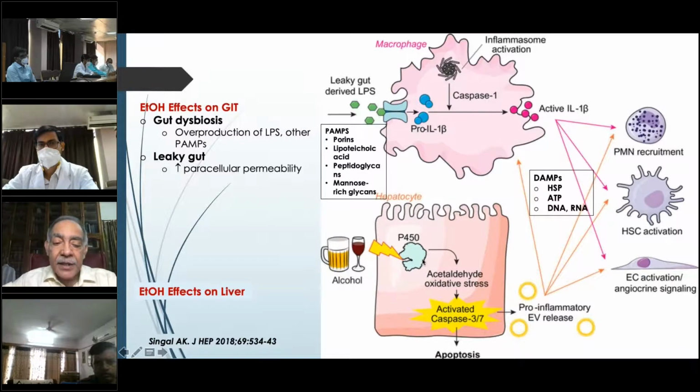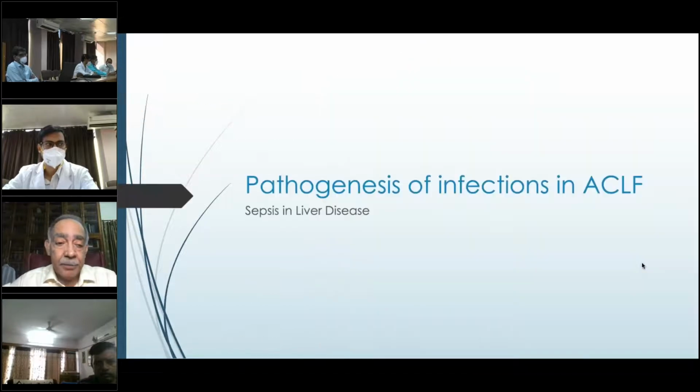And direct injury of alcohol to the liver releases acetaldehyde and other oxidative stress factors, resulting in apoptosis, as well as release of extracellular vesicles and activation of other damage associated molecular patterns like the molecules shown here, which again recruit other severe inflammatory responses within the liver. And when it is uncontrolled, it can go on to the development of multi-organ system failure.